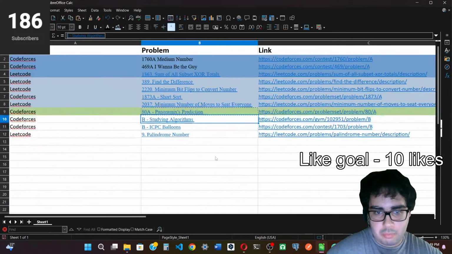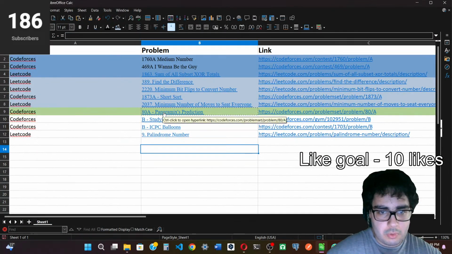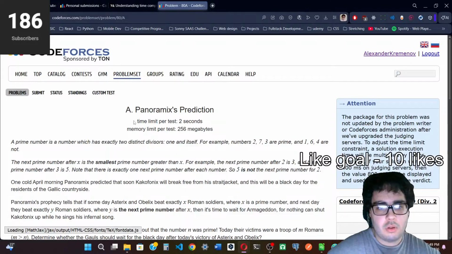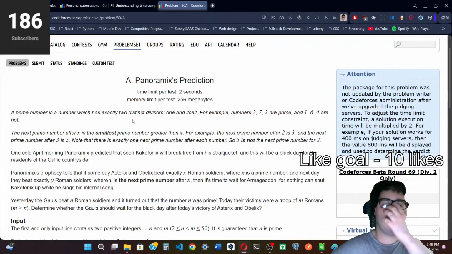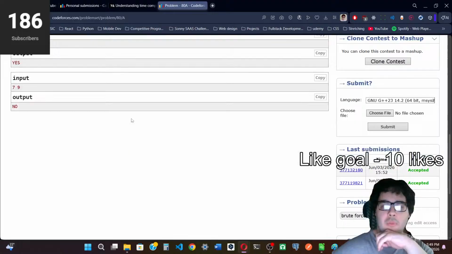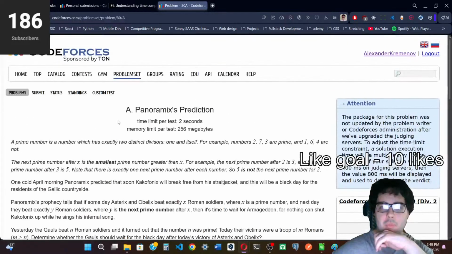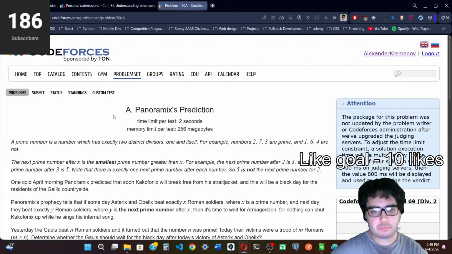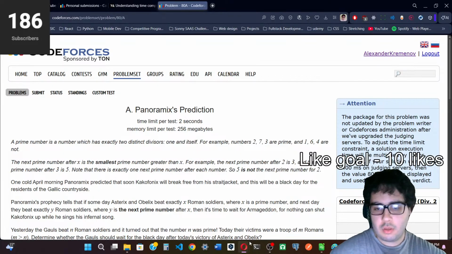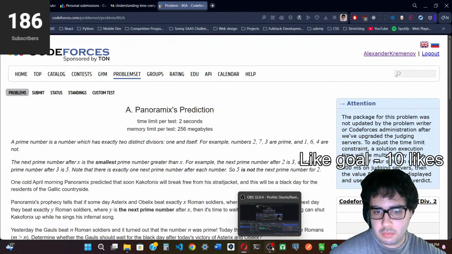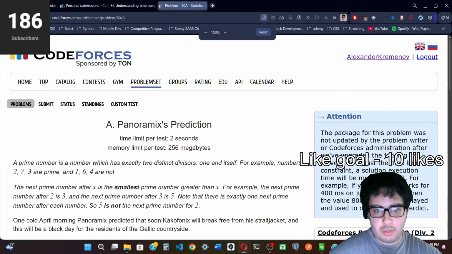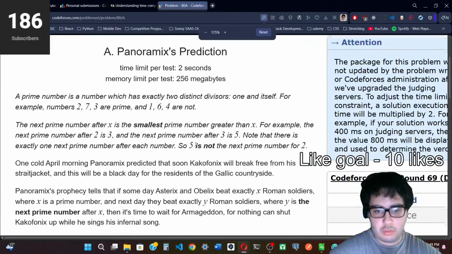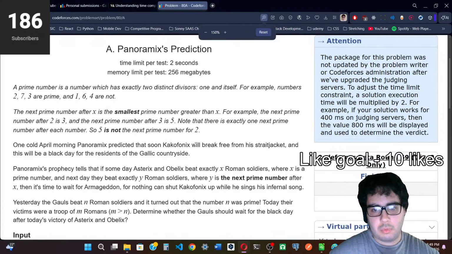It's a Codeforces problem, so let me open it. Okay, and this one you need to know about prime numbers. You need to know about prime numbers to solve this one. Okay, so here's the statement. Maybe I'm going to zoom in a bit so it's bigger. Okay, something like that.